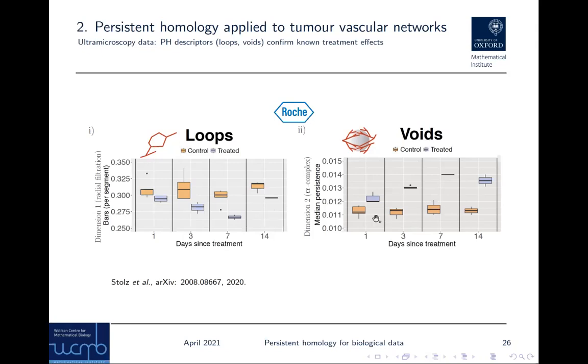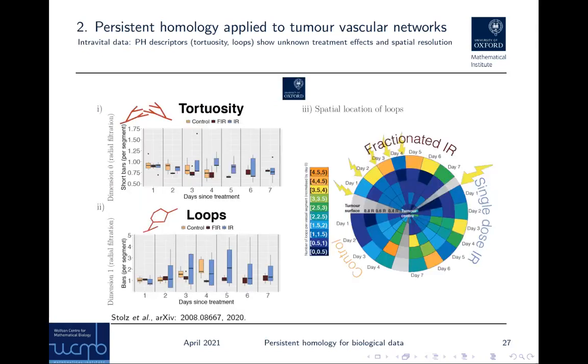And for the size of voids, so these are regions without vasculature, you can see that, again, as one would expect for the treated cases, these become bigger over time, whereas the controls have a stable size of avascular regions.